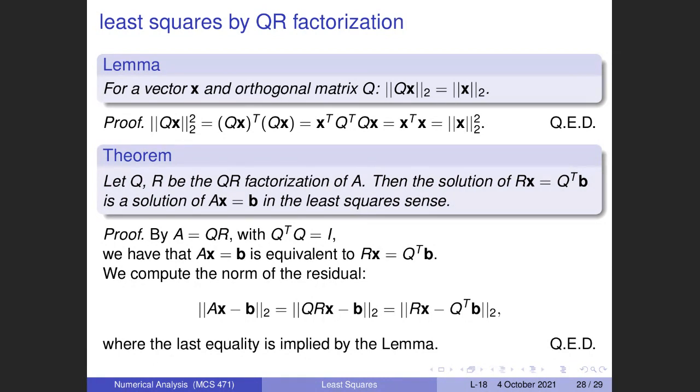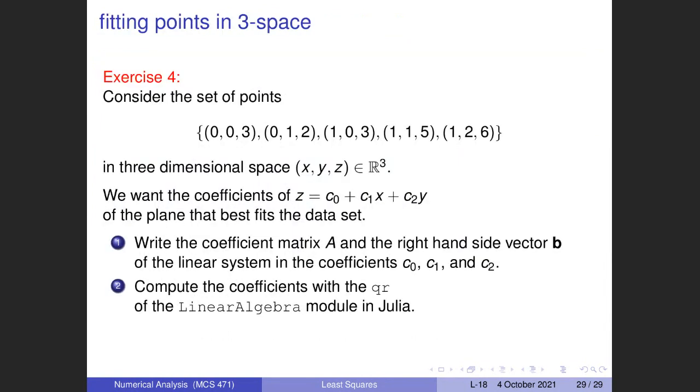So here we use the proven lemma, so that if we go to the equivalent system, we are multiplying with an orthogonal matrix. But an orthogonal matrix does not change the length. So if you go from the AX equals B system to the RX equals Q transpose times B system, you don't change any norms. So you don't change the residual. So that's actually the conclusion of this lecture.